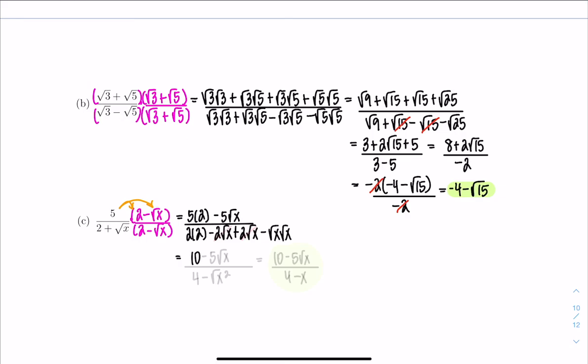And so on the top, we get 10 minus 5 square root of x. In the denominator, our two middle terms are going to cancel, and we end up getting 4 minus the square root of x squared. And we can simplify that one more time. In the denominator, the square root of x squared just becomes x.